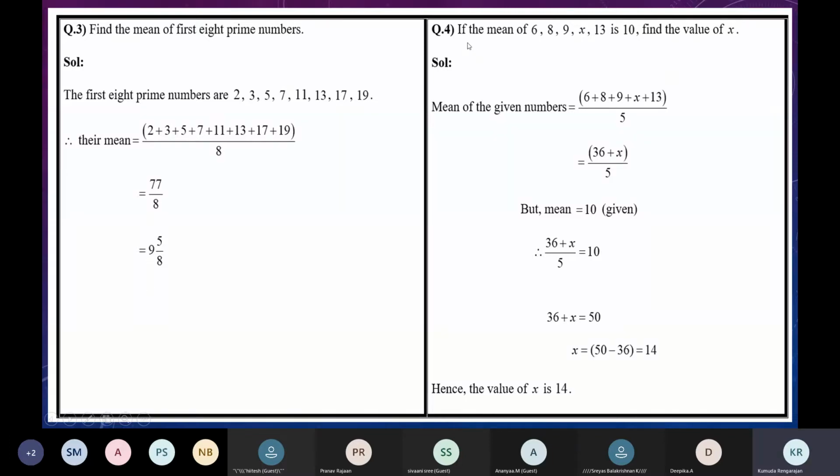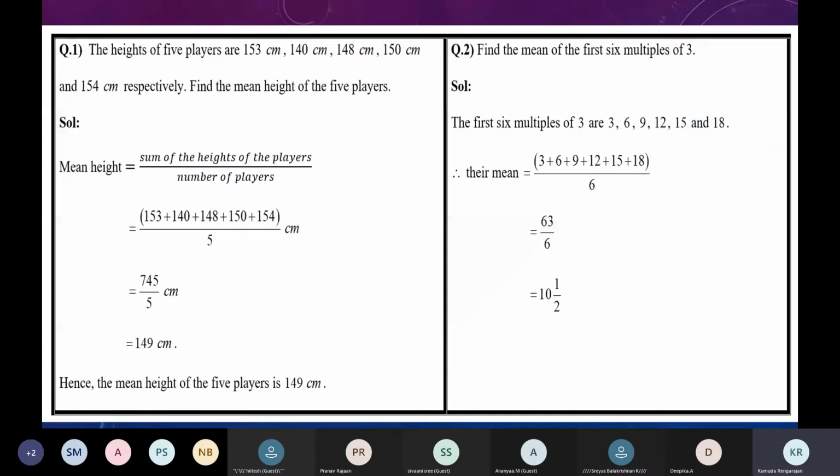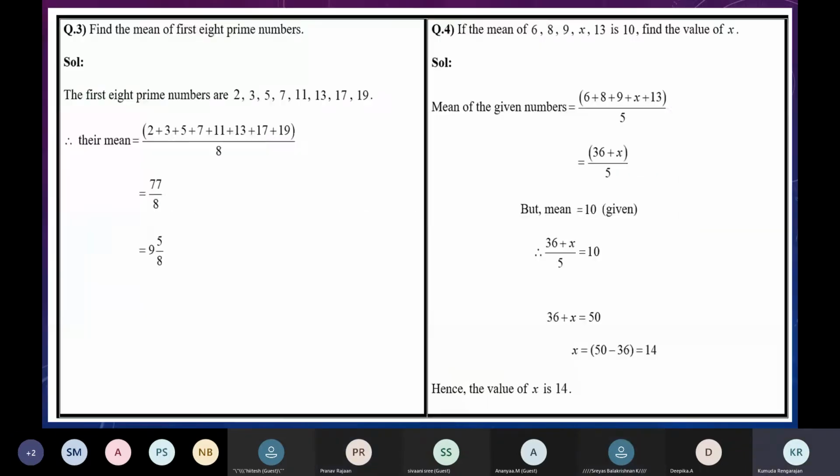See the next one. Take a screenshot, children. Take a picture. Finish taking the screenshot, ma'am. Okay. Ma'am, can you just show the first and second answer?